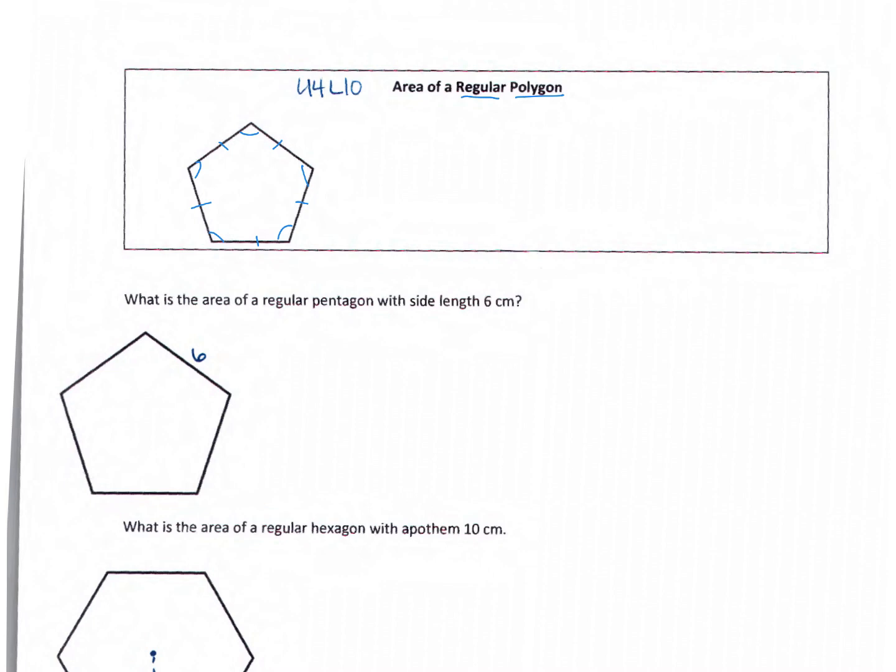So let me erase that now because I'm going to be writing on this. To find the area of a regular polygon, the area formula is area equals 1/2 the perimeter, that's the distance around our polygon, times the apothem. The apothem, we're going to abbreviate with a lowercase a. So area equals 1/2 the perimeter times the apothem.